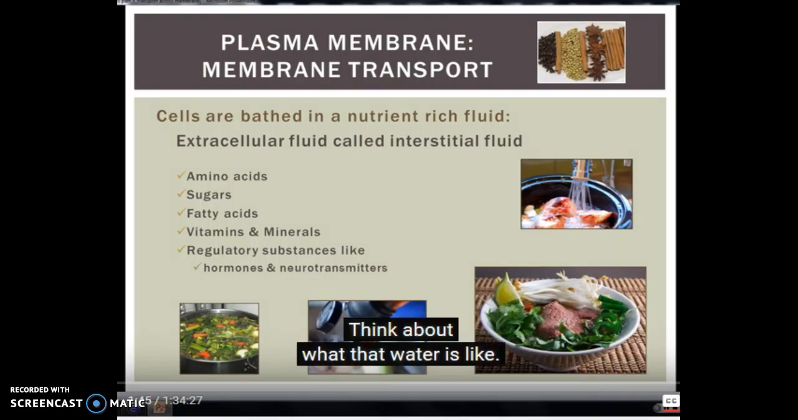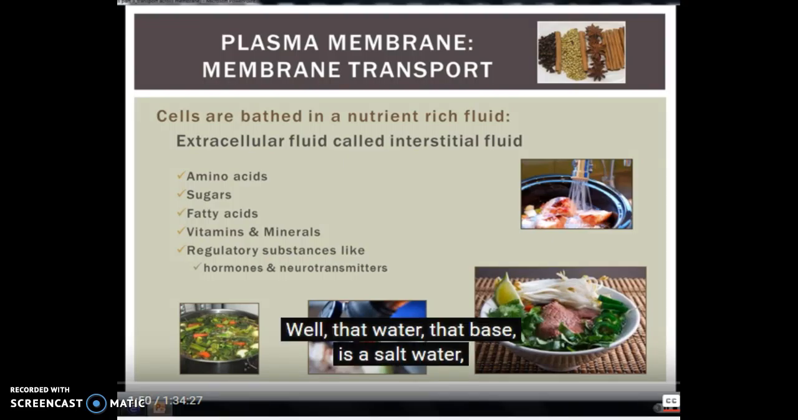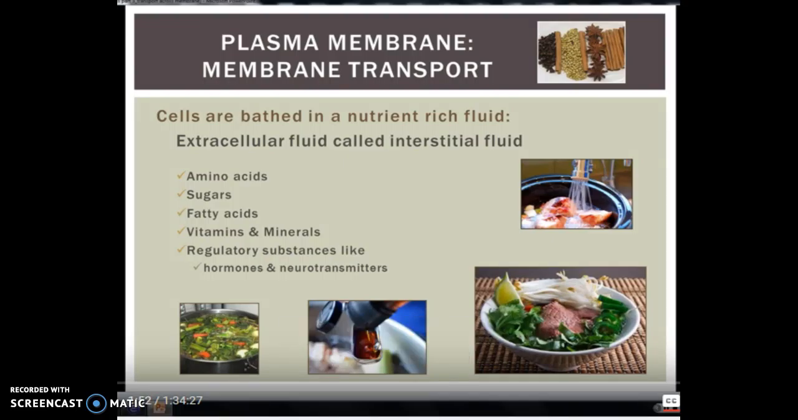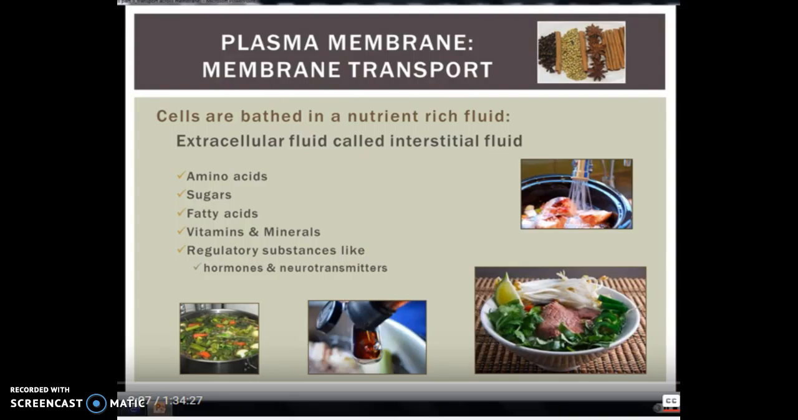Think about what that water is like. Well, that water, that base, is a salt water, just like the ocean or the sound. So take a minute, close your eyes, and imagine the ocean or the sound. Take a deep breath and smell the salt water and the seaweed, the ocean spray. Take another deep breath. That salt water is a beautiful start.